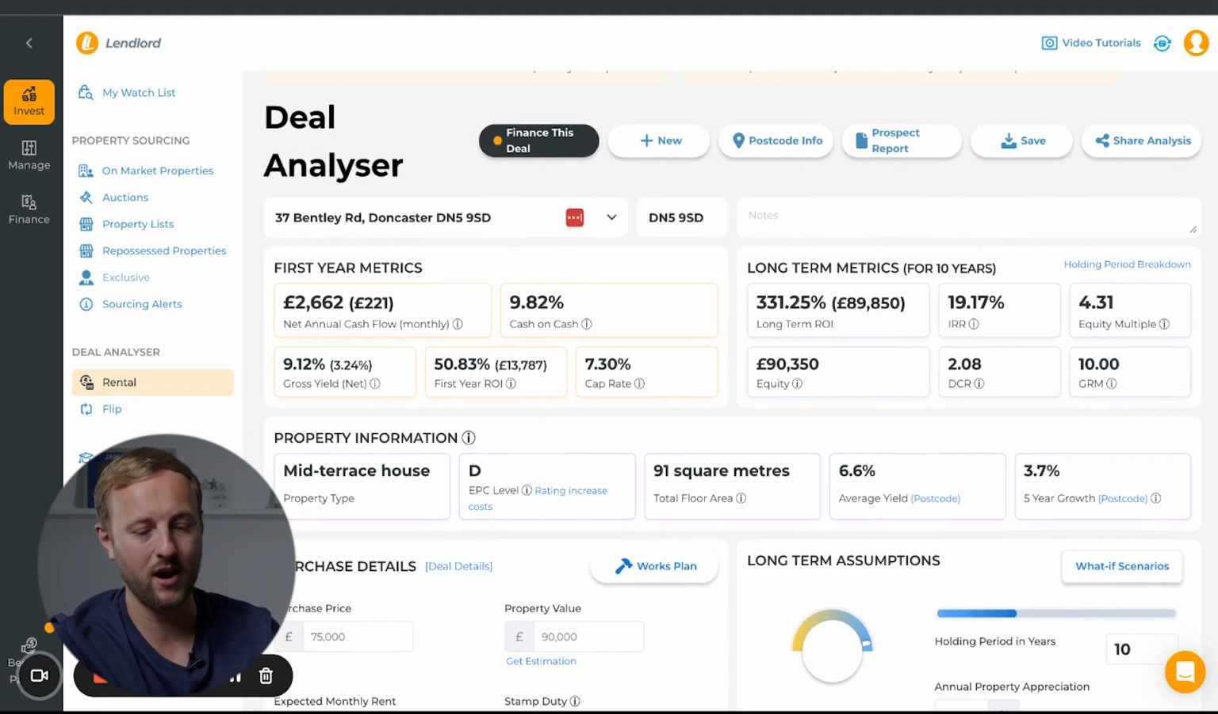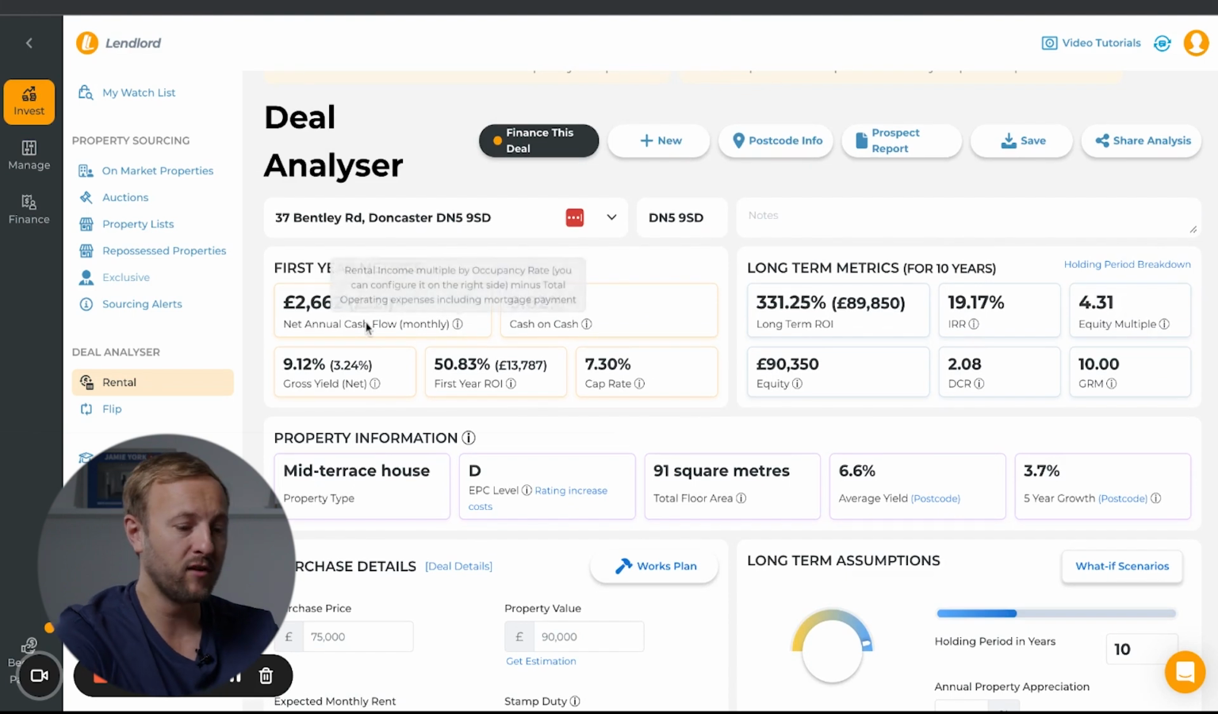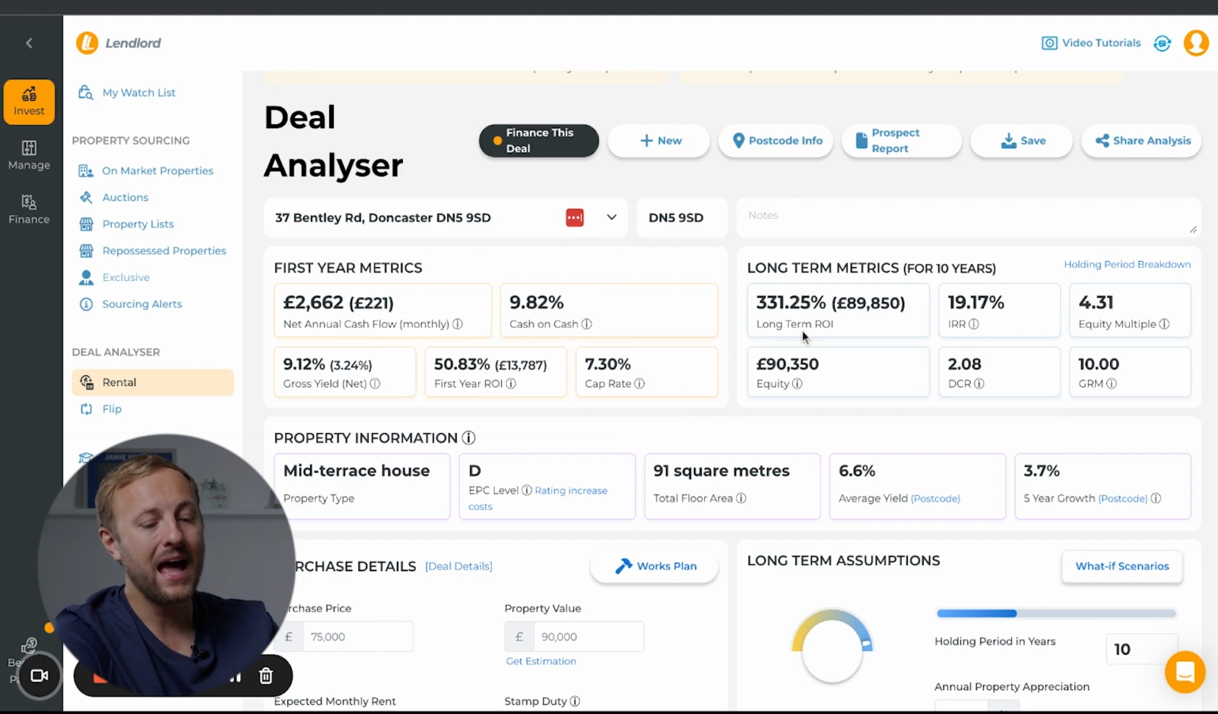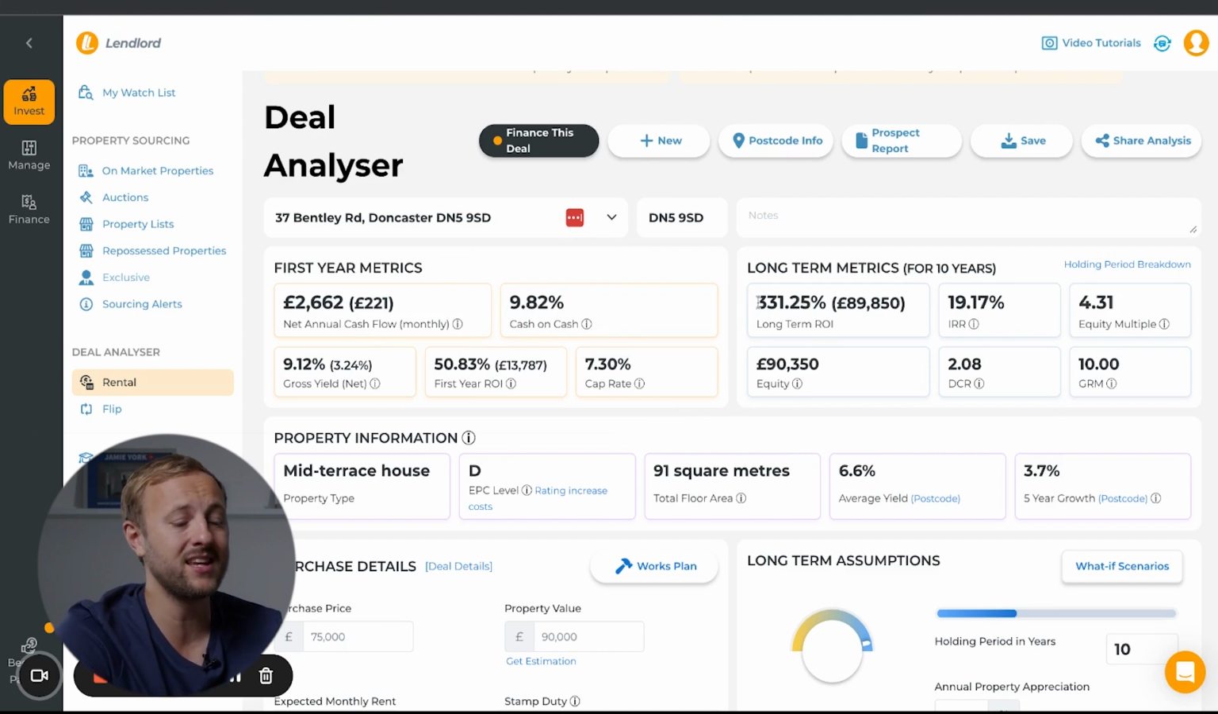So this is where it's super, super powerful in the fact you can see your first year returns where I'm making 9.82 cash on cash return, which by the way, where can you get that right now? And what I'm really interested in, like I said, is the long term, is this figure here, the long-term ROI or IRR, 19.17%. IRR, what I've simplified it to is combined returns. This is where this is taking account of your rental investment and your capital growth, which you should take account of. Now, I'm going to show you something really cool on this.